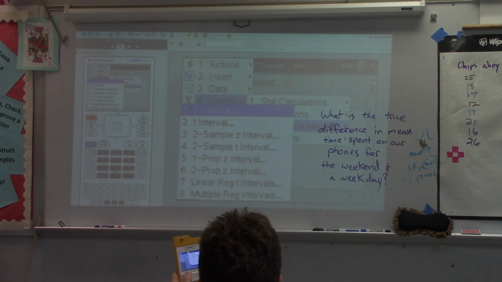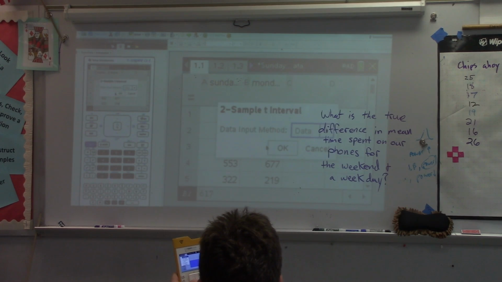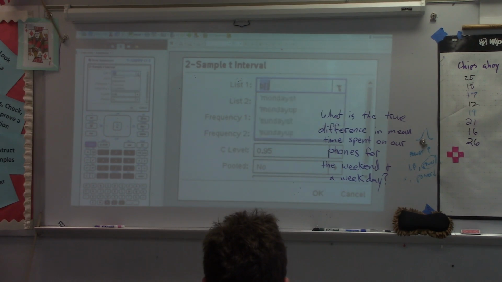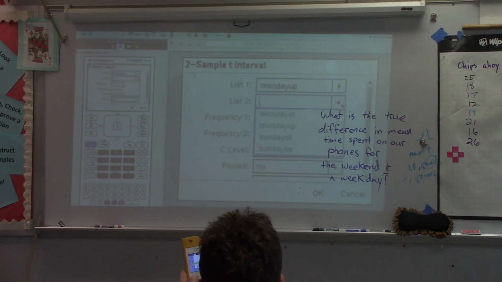All right, so where are we going now? 4, 2-sample T interval. Do we enter statistics, or do we have the raw data? We have the data, so we can use data. It's going to be a little bit easier. List 1, Monday updated, that was Monday updated because I changed things, and Sunday updated.